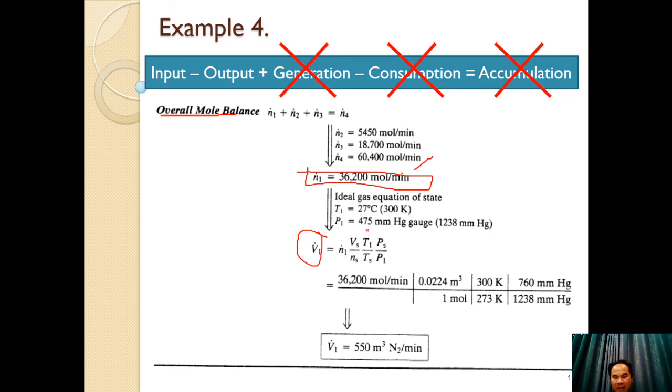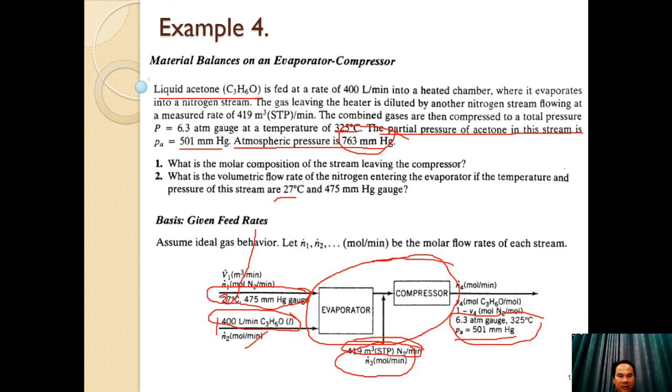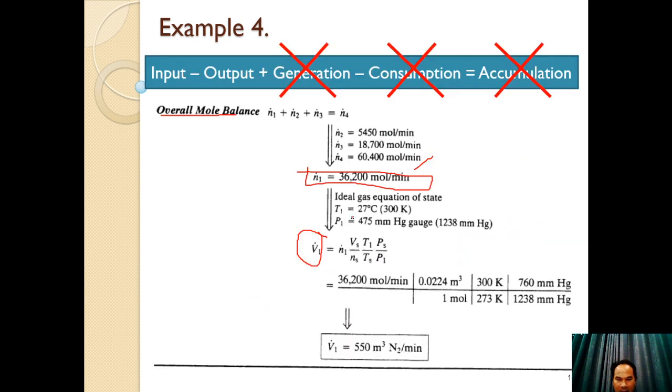For the ideal gas, you can calculate V1. T1 and P1 are from the flow chart: 27 and less than 75. You have T1, P1, and then you compare to the standard state. Like the previous example, V1 equals N1 times the standard volume over standard moles. In this case, the pressure is not equal, so P1 V1 equals N1 R T1.